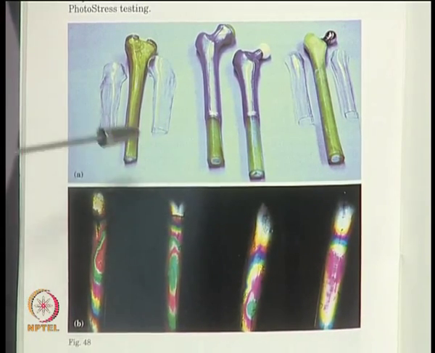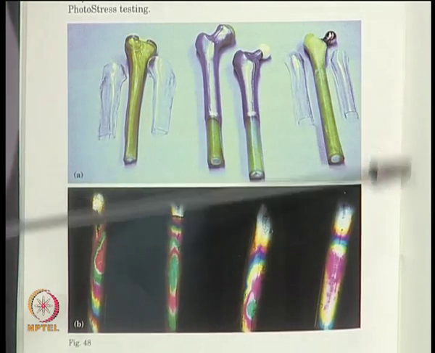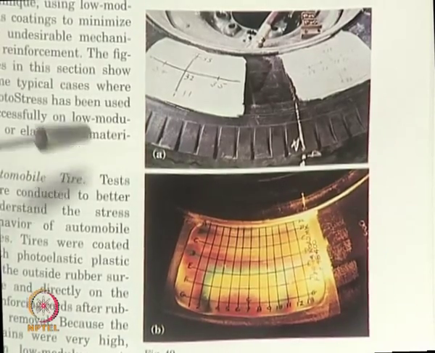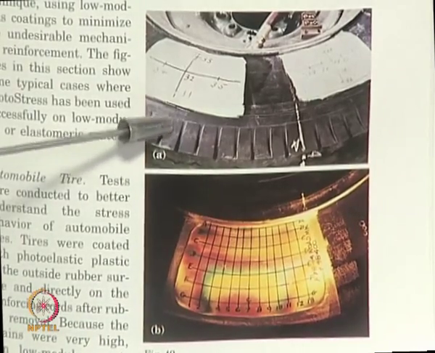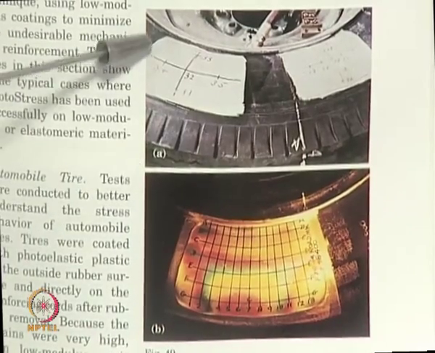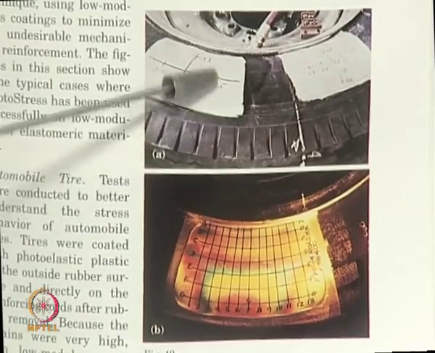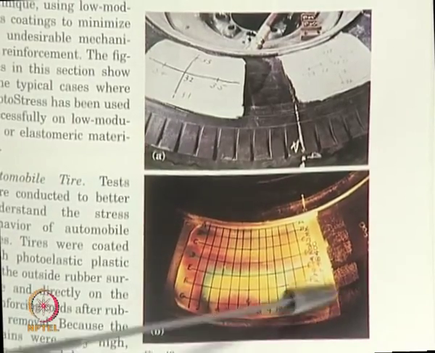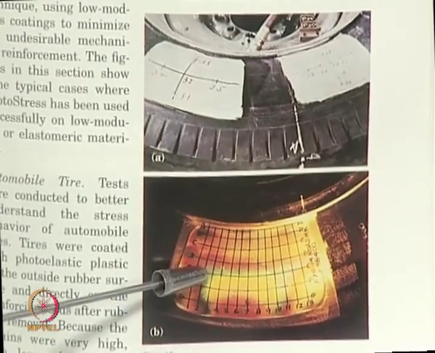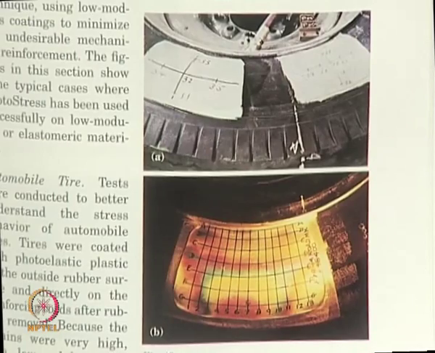So, you have seen a range, you have seen for metals, now you see application of photoelastic coating to bone. Finally, you see application of photoelastic coating to the tire of an aircraft, and you see the tire bonded with photoelastic coating, and these are all the fringe patterns observed. And mind you, here you have to use the appropriate coating material to reveal the stress pattern.